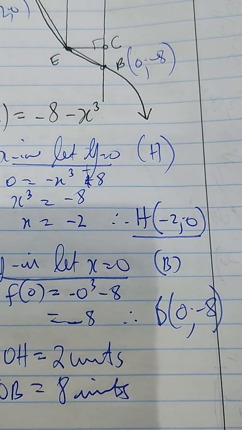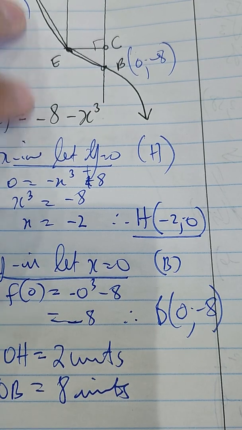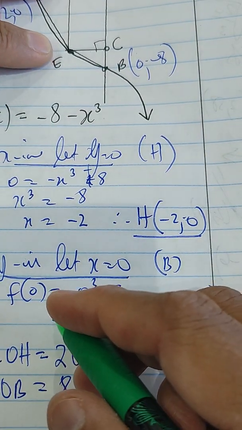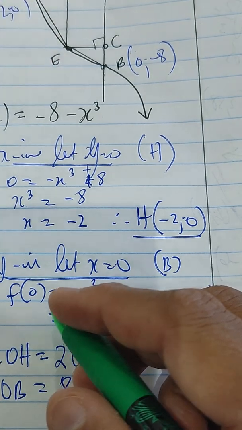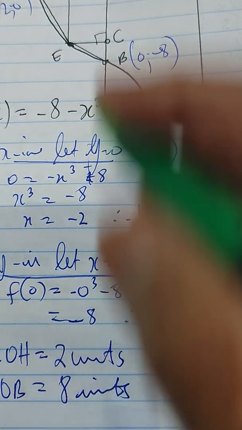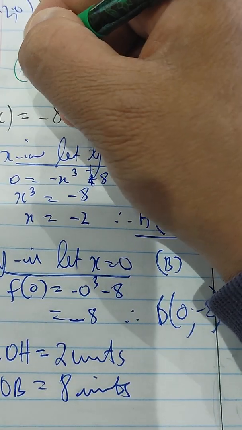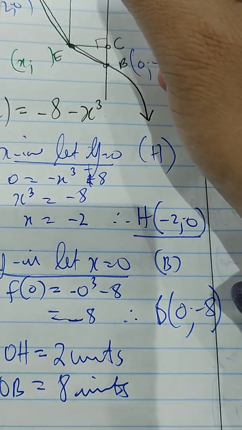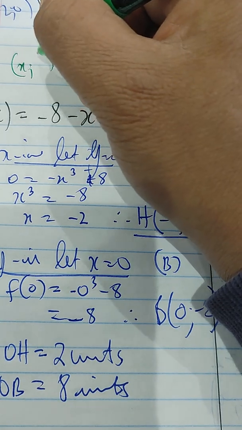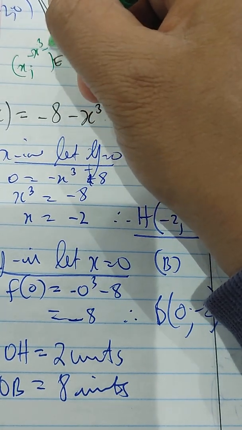8.2. State the length of DE in terms of x. So DE, okay, so E's coordinate will be x and some y value. You substitute x into the function f of x, it gives you negative x cubed minus 8.